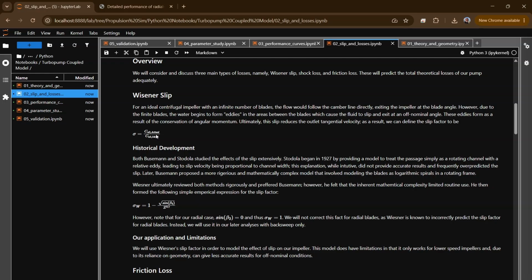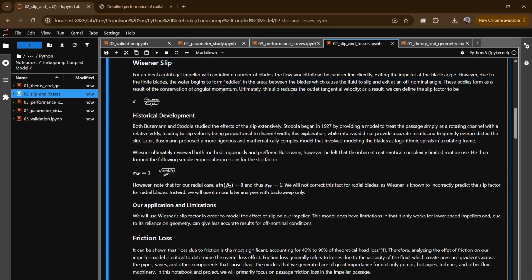So when you have a backswept blade, or any blade really, but Wiesner mainly focuses on backswept, the water effectively doesn't follow the path correctly. It's going to slip a little, inevitably, because it's not directly attached to that blade. So we can say the slip factor is Cu2 actual over Cu2 ideal, where Cu2 is our tangential velocity of our water.